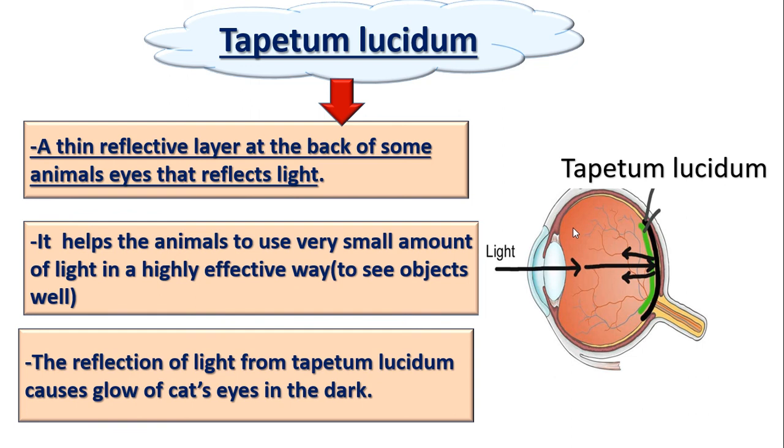So the reflection of light from the tapetum lucidum causes the glow of the eyes. The eye of the animal will glow in the dark and can see everything. Again, this is called what? Tapetum lucidum.